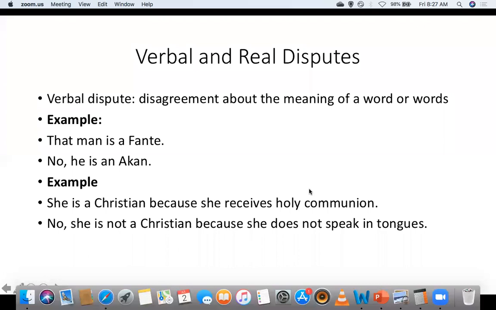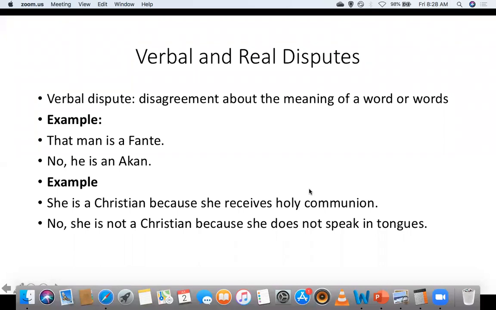So we have verbal and real disputes. Now, most of the disagreements in this world arise because someone in the dispute doesn't understand the proper meaning of a word. Most of the arguments in this world arise because one of the contestants does not understand the proper meaning of a word or words. So we call them verbal disputes. A verbal dispute or a verbal disagreement is a disagreement about the meaning of a word or words.